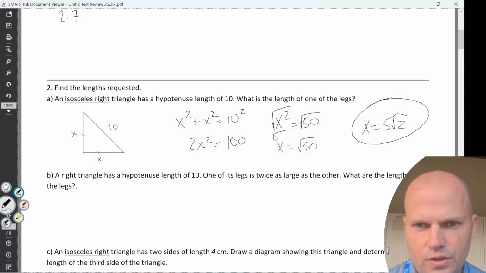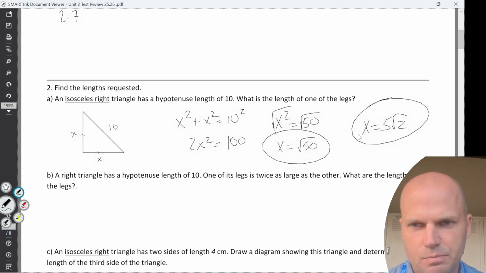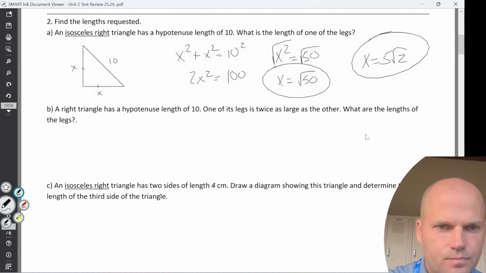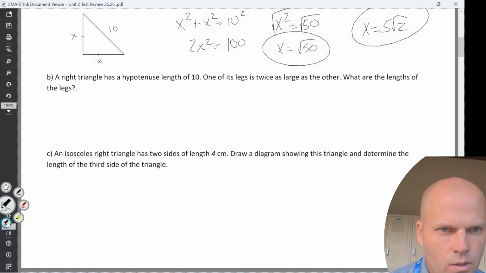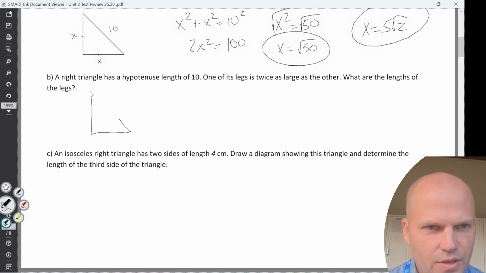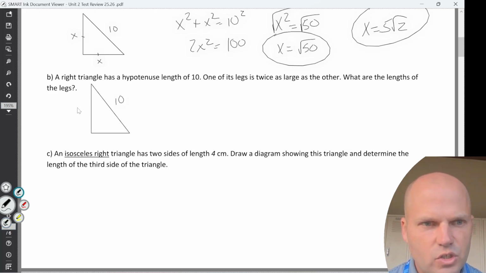This is the answer. This is the answer. This is unsimplified. This is simplified. Cool. We got a hypotenuse of length 10. One of the legs is twice as large as the other, so I have x and 2x. What are the lengths of the legs?